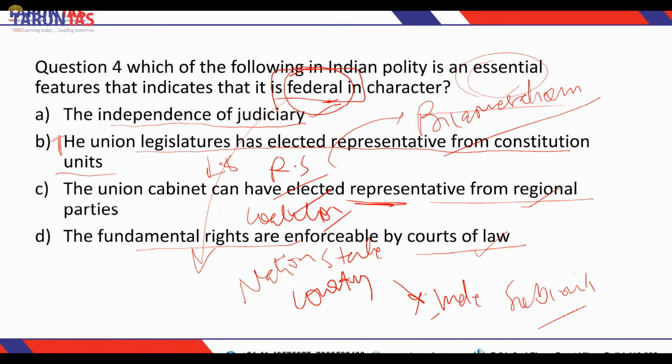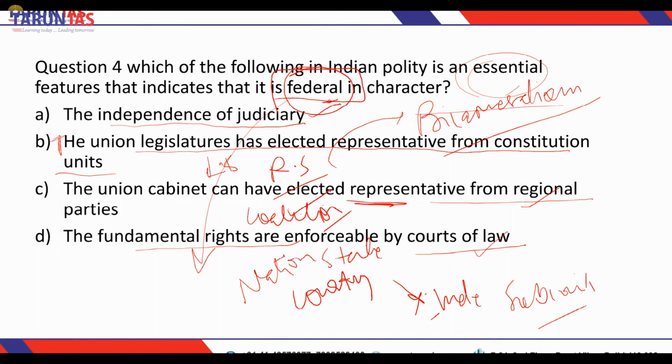And the essential feature would be, in my opinion, the representation. That means the legislature will have representation from the constituent units. It will have elected representatives. Independence of judiciary is also a federal character.